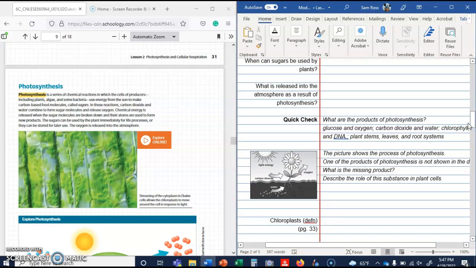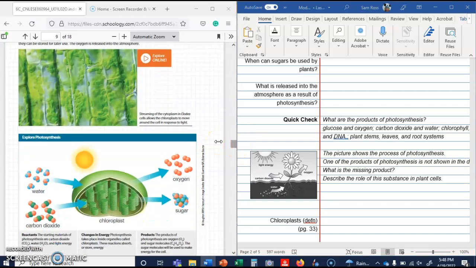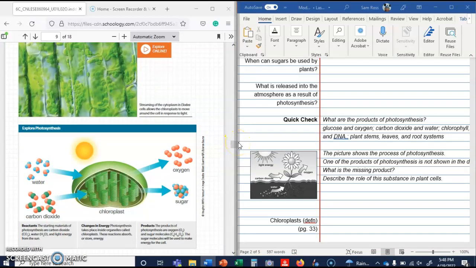Let's go ahead and move on down the road here. What is released into the atmosphere as a result of photosynthesis? Let's go ahead. Oh, here it is right here. The oxygen is released into the atmosphere. So oxygen is released into the atmosphere as a result of photosynthesis. And then we have another quick check.